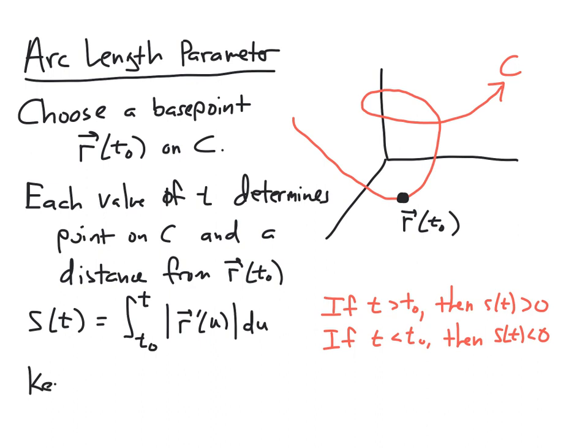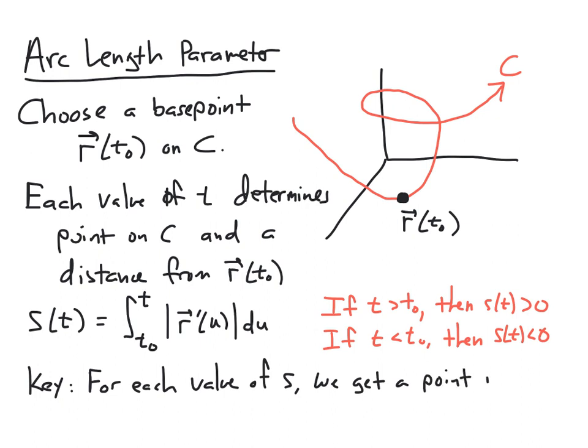So our key observation that makes this number s a useful thing to use is that for each value of s, we get a point, which we'll call r of s, on the curve. In other words, s turns out to be a parameter.